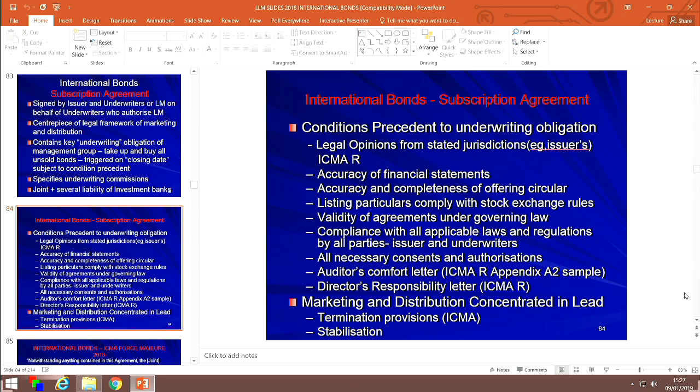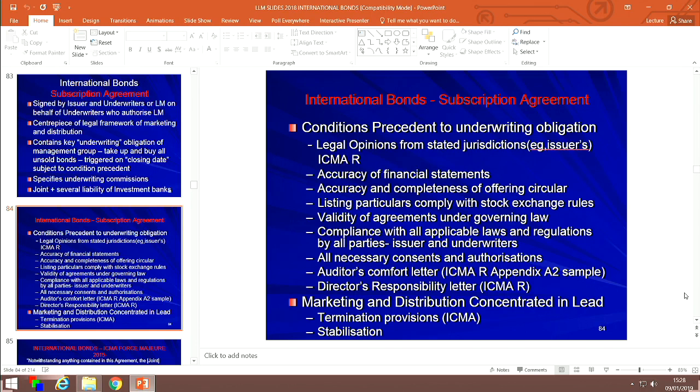And also there is a director's responsibility letter, which is usually required as a condition precedent, meaning directors taking responsibility for the accuracy and completeness of the offering circular. Once again, the format for that you'll see in the ICMA rules.